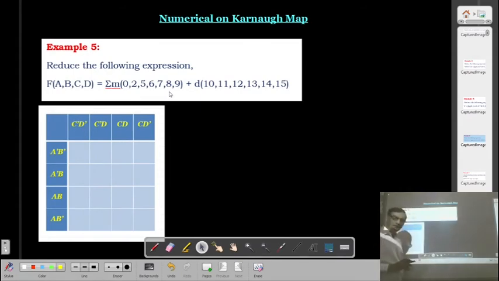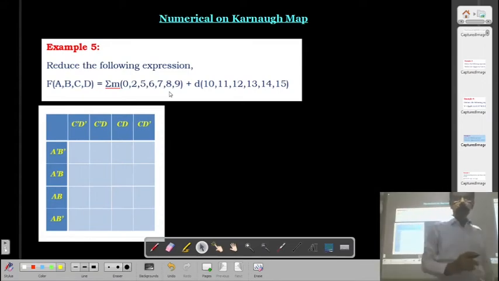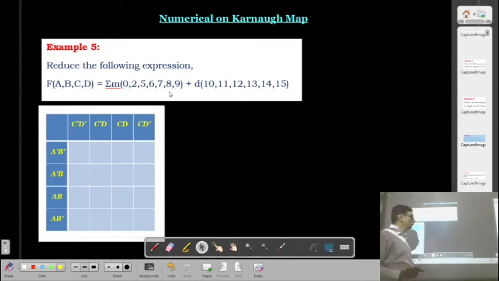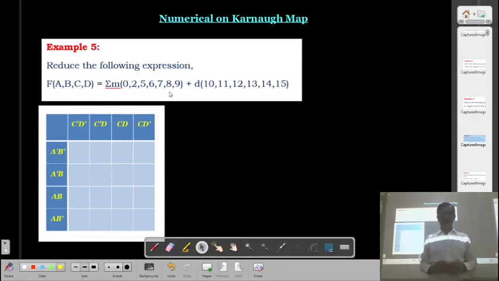So here in this example, you will find something new. Here the min terms are given, plus d into something is there, correct? This is representing a don't care condition in the Karnaugh map.